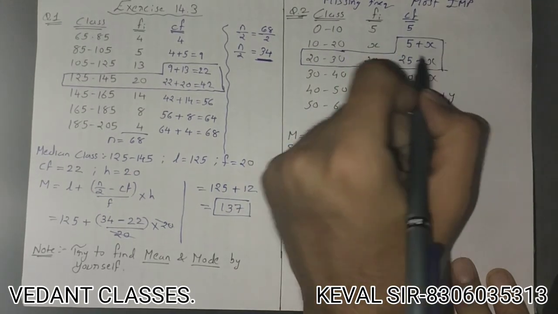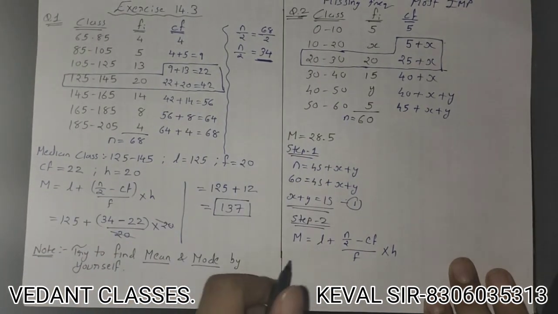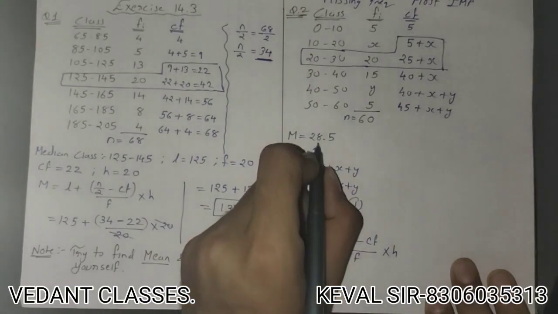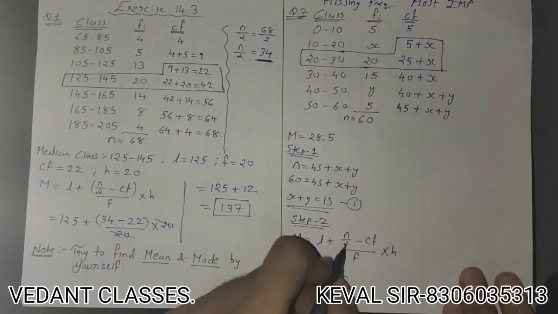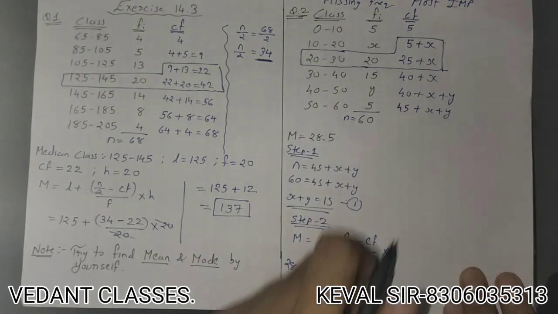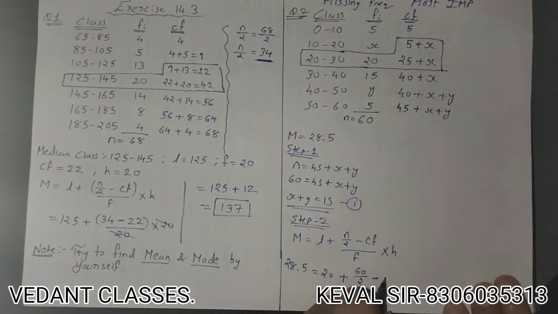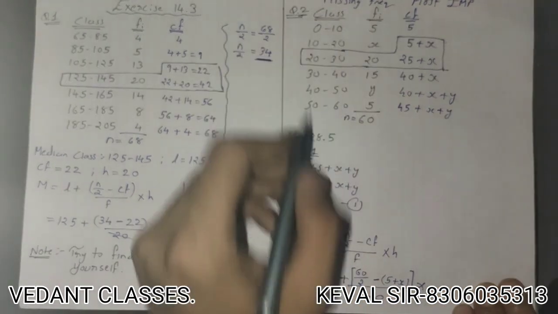So in this case you can determine the median class using the value of median. We know that the value of median is 28.5, the value of L is 20, and n is 60, so it will be 60 by 2 minus CF. Here it is given 5 plus x. Always use the bracket over here, otherwise you will make a mistake. So 60 by 2 minus (5 plus x), the value of f is 20, and the value of h is 10.